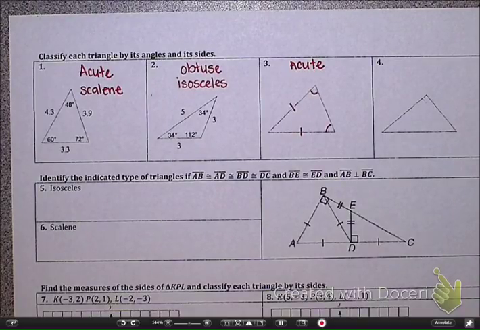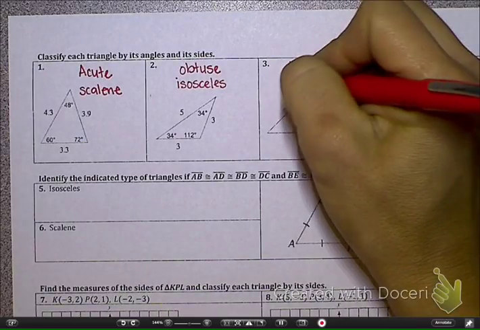Now, we're going to classify based on its sides. So, are they all different? Are 2 the same, or are 3 the same? 2. So what does that mean? Isosceles.